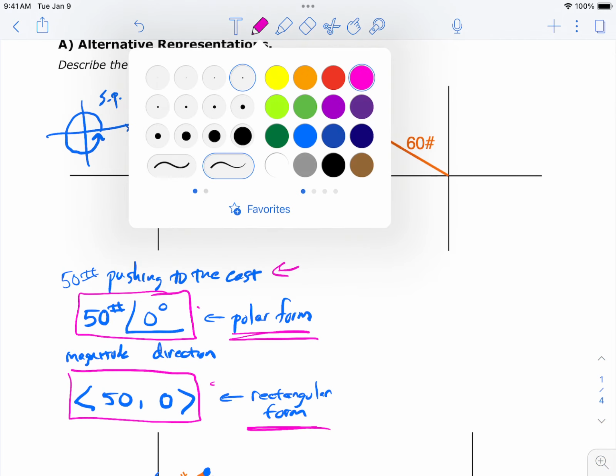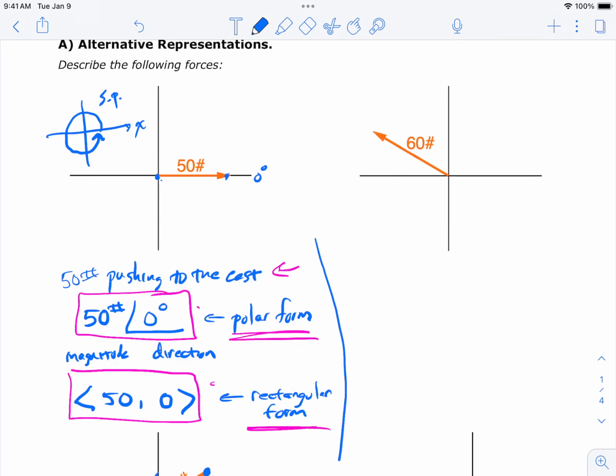Looks like I better get some border lines in here. How would you describe that force? Well, let me give you a hint. That's supposed to be a 30-degree angle right there. That might help, right?